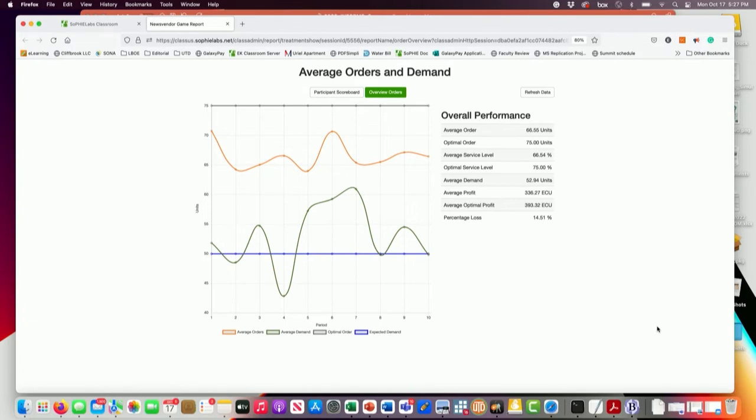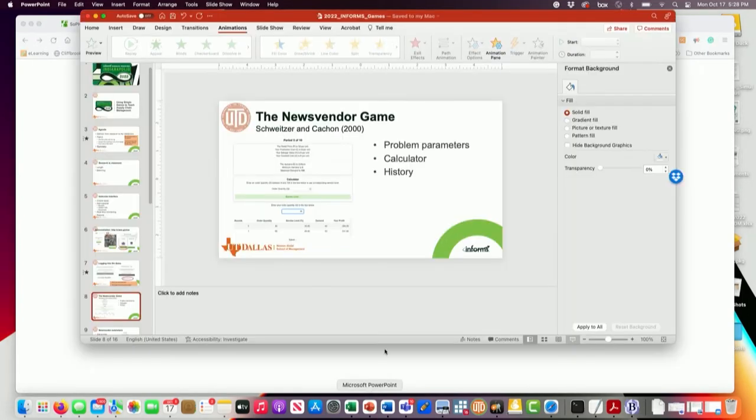There are some other calculations that I've done. The optimal service level is 75, here it's 66. I also calculated what the loss is. The optimal order would have resulted in a profit of almost 400, and here the average profit for this group was 336, so the loss is about 14%. That may be a good motivation to explain why I'm now going to teach you how to solve the newsvendor problem. Just naturally, you don't do as well, and after I teach it to you, you'll be able to make more money. And of course, this is a game that is close to some very realistic situations.